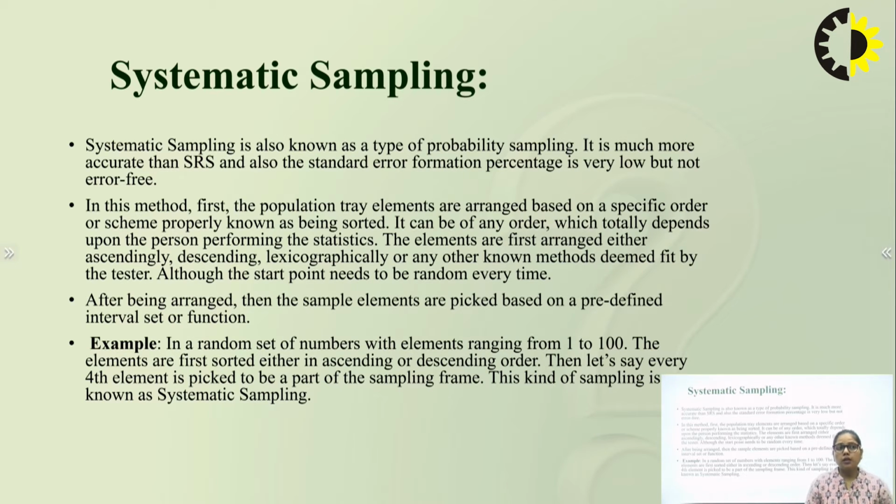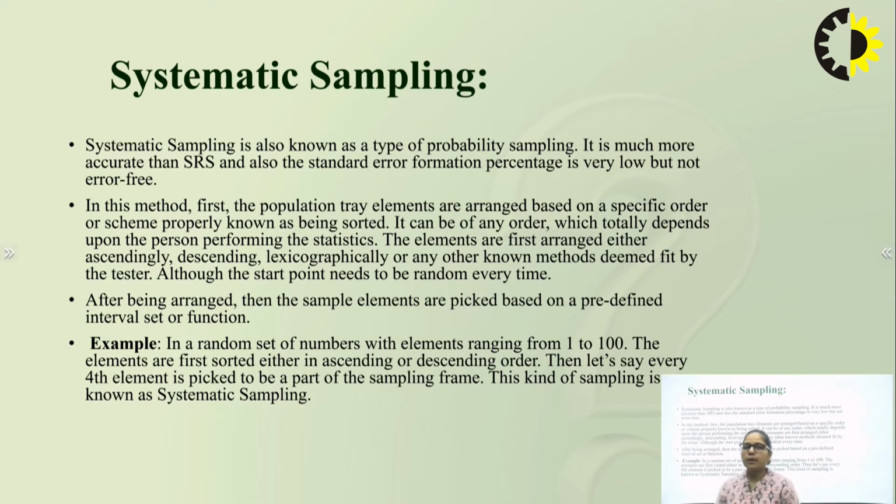The elements are first arranged either ascendingly, descendingly, or by any other known method deemed fit by the tester, although the start point needs to be random every time. After being arranged, the sample elements are picked on a predefined interval set of functions. For example, in a random set of numbers with elements ranging from 1 to 100, the elements are first sorted either in ascending order or in descending order. Then let's say every fourth element is picked to be a part of the sampling frame. This kind of sampling is known as systematic sampling.